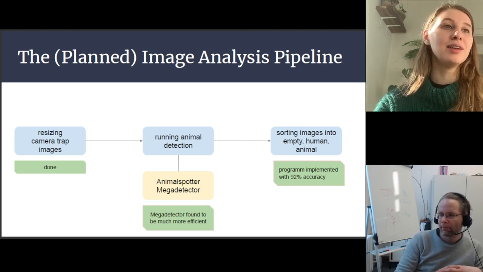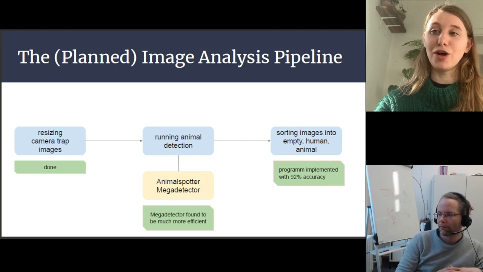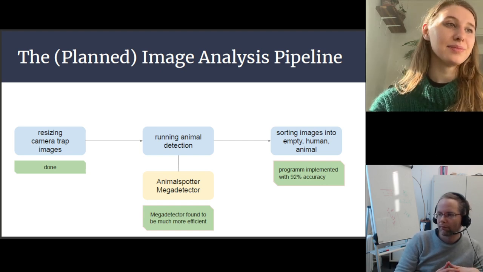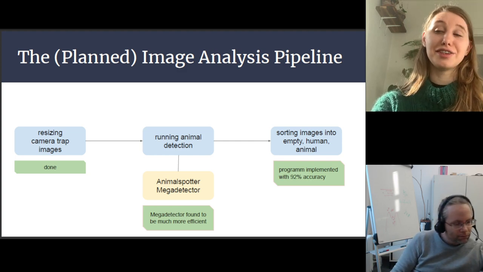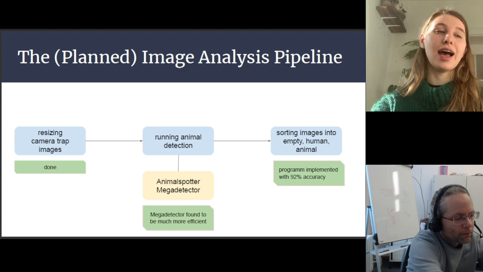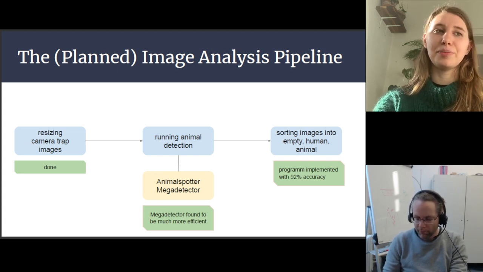So you really want to be as time efficient as possible, because it's going to overall already take you a long time. Then the second task was to see if there is an animal or not. And there I had two options. One is called Animal Spotter, and the second one is called Megadetector.